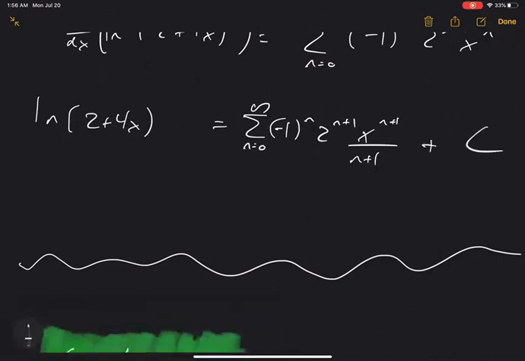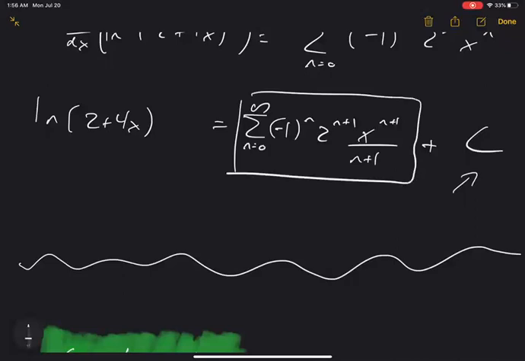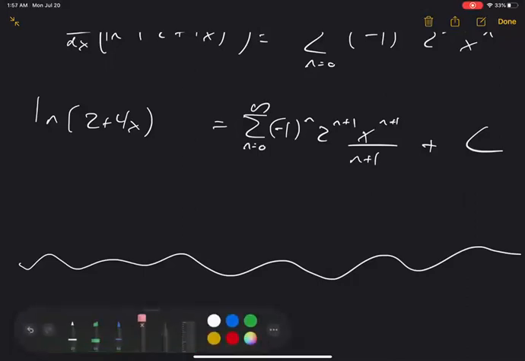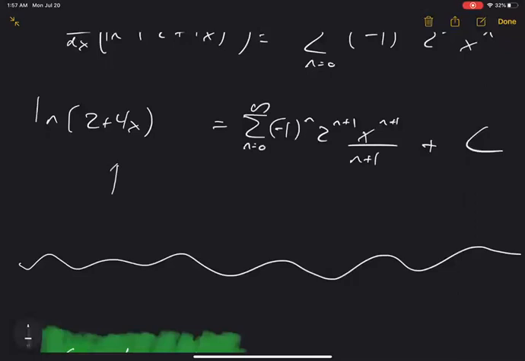Now this C, unlike in the previous type of problem, this C is very important. So it looks like this is the power series for my function. It looks like this is it, but I can't just ignore that C. I need to figure out what that C is. That C is going to be critical. So how do I figure out what that C is? What I'm going to do is plug a value into both sides of this thing.